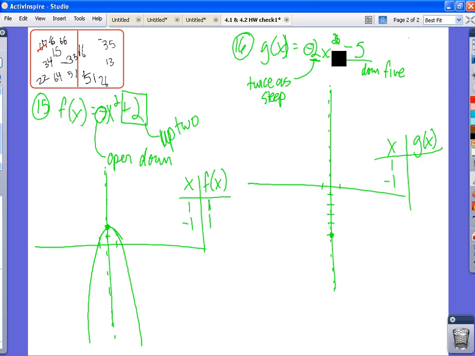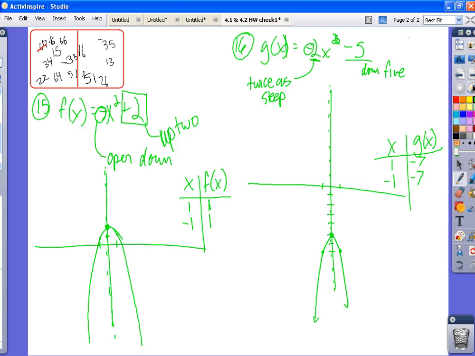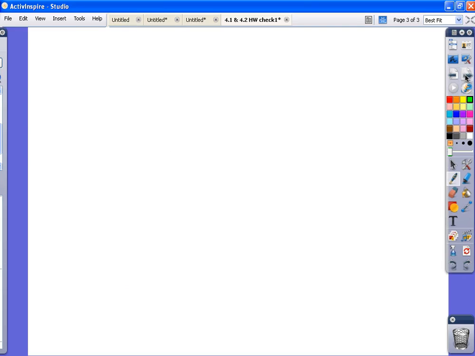So we put 1 in here. We get 1 squared, 1, times negative 2, negative 2. Minus 5. Negative 7. We should get negative 7 there as well. So 1, negative 7. Negative 1, negative 7. When we talk about comparing, we've already compared it. We've said it's down 5 and steeper and it's opening down, rather than not moving down 5, not being that steep, and opening up.